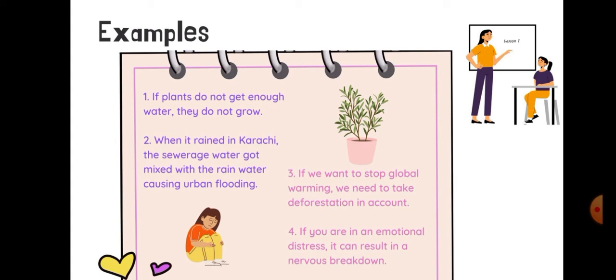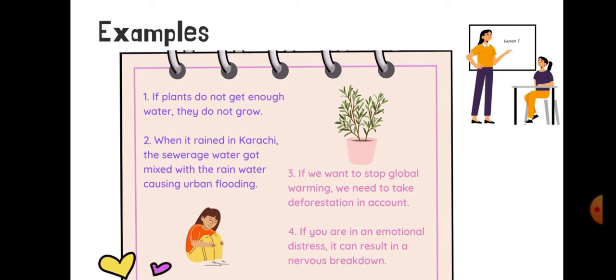Similarly, when it rained in Karachi, the sewerage water got mixed with the rainwater, causing urban flooding. So this is something that happened in the past, and it's actually a fact about the past time. In both of these sentences, rained and got are the past tense.